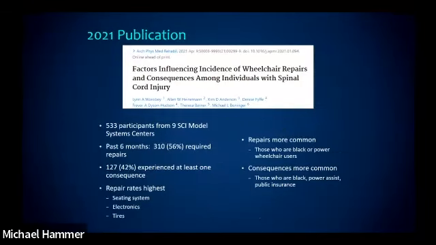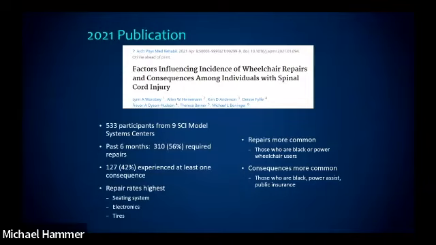We jump ahead. This is a 2021 publication looking at a similar group. Factors influencing incidence of wheelchair repairs and consequences among individuals with spinal cord injury, same population, over 500 subjects, from 9 spinal cord injury model systems around the United States. In the past 6 months, 56% of them required a repair of some type to their wheeled mobility devices. 42% experienced an adverse consequence as a result of that repair. The highest repair rates were in seating systems, electronics, and tires. So we're seeing common themes there. Pretty significant challenges: needing my device repaired and experiencing an adverse consequence as a result.